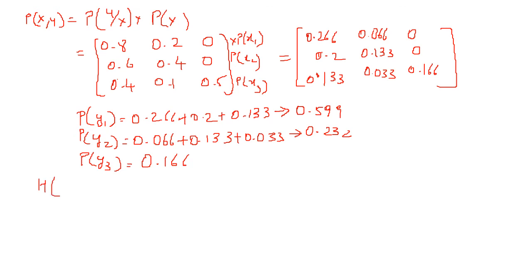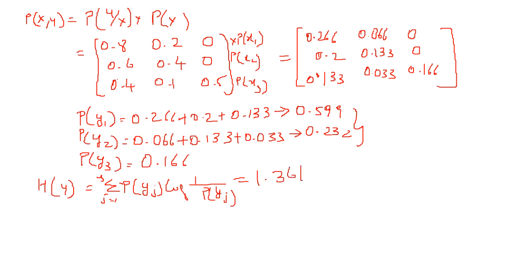Now we can find H of Y, which is the summation over j from 1 to s of P of yj into log of 1 by P of yj. We substitute all three probability values and find the respective entropies. After substitution, you get H of Y as 1.3619 bits per symbol.